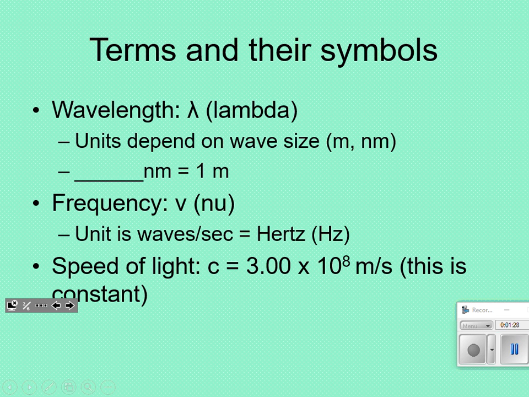Now I do mention on here that the units of wavelength depend on the size of the wave. You saw for yourself firsthand different waves, different sizes. However, there's a blank that you're going to fill into your notes right now. A conversion that we need to know in order to do our light math is converting from nanometers into meters. How many nanometers are in a meter? 10 to the 9th. Nano is 9, so 10 to the 9th power nanometers in 1 meter.